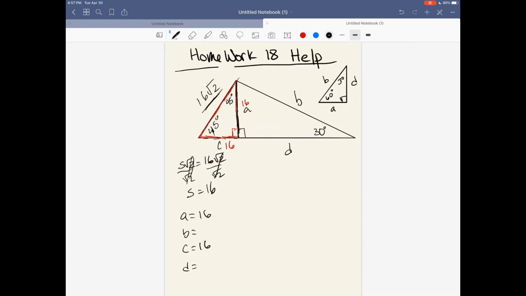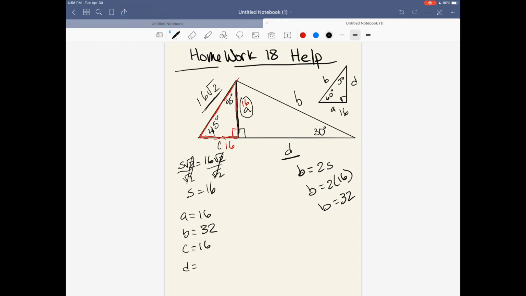So we know that A is 16, right? Because we solved it over here. If A is 16, that means that B is equal to 2S. And S, like I said, we established that S is 16. So B is equal to 2 times 16, which gives us 32. All right, so now we've got B as well. Now all we're missing is D.